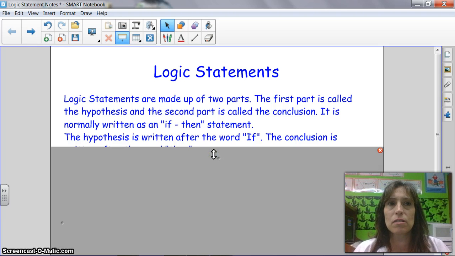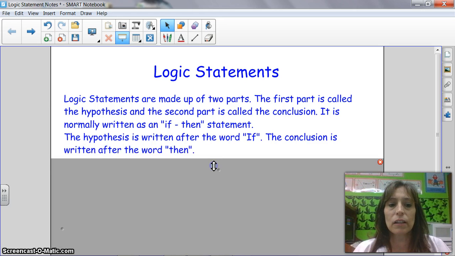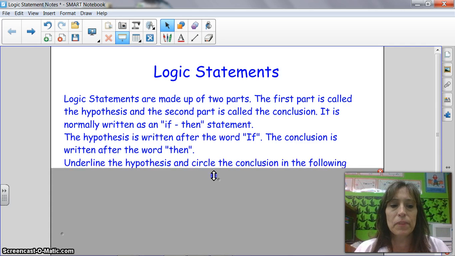So for instance, I might say, if there are clouds in the sky. So that would be the hypothesis part. The conclusion is the part written after the word then. So I might say, then it's going to rain. So my whole sentence would be, if there are clouds in the sky, then it's going to rain. So that's my hypothesis and my conclusion.